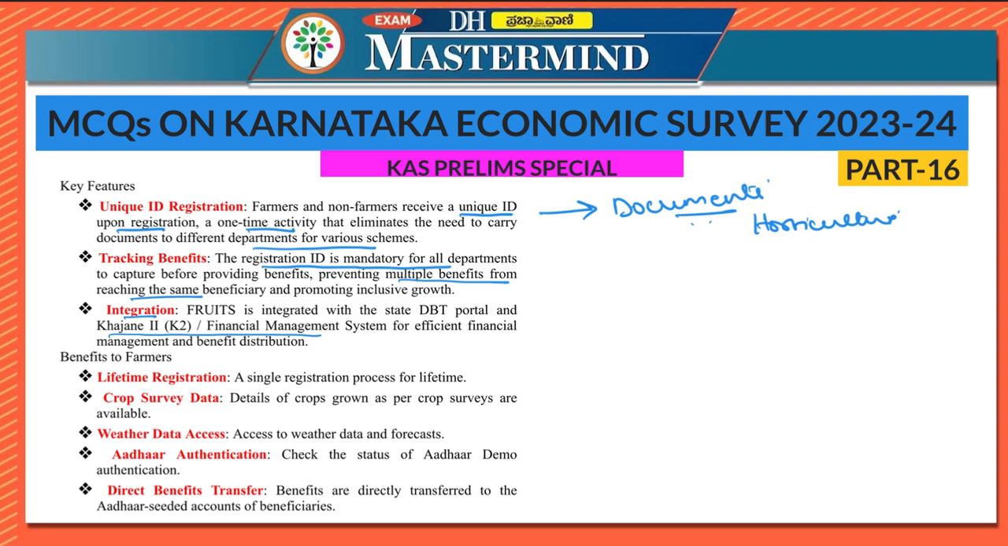So what are the benefits to farmers? If you look at the benefits: lifetime registration, they have to register only once, a single registration process for a lifetime. Crop survey data, details of crops grown as per crop surveys, are available on this Fruits portal. Weather data, access to weather data and forecast will also be given. Aadhaar authentication, they can check the status of Aadhaar demo authentication, and benefits are directly transferred to the Aadhaar-seeded accounts of beneficiaries. Therefore, it also provides DBT. All these are very, very important. Please note down three stars, because Fruits has already been asked in many examinations. That is why I have dealt in detail with Fruits.